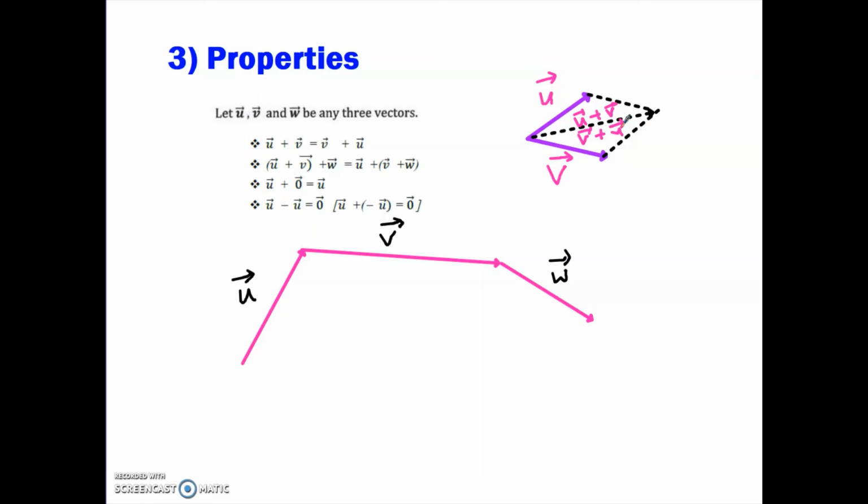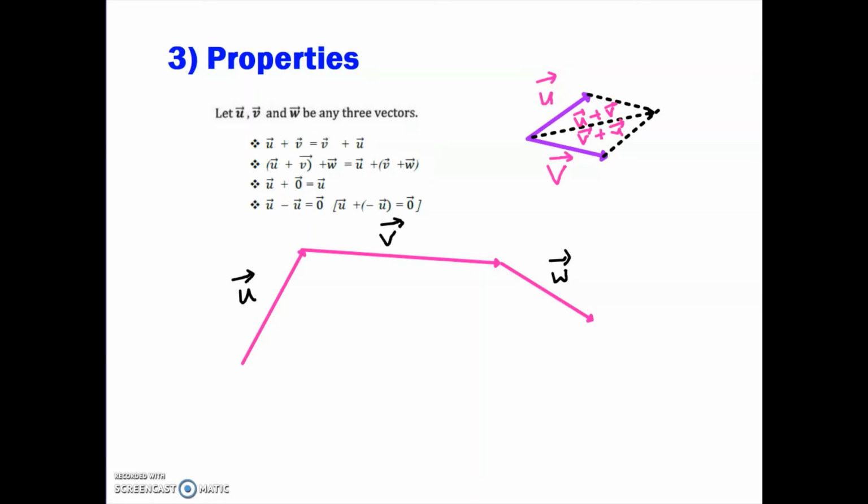Now the second property. The second property is the associative property. It says that u plus v between parentheses plus w is equal to u plus v plus w between parentheses. This means it doesn't matter if we start with u plus v first and then add w, or we do v plus w first and then add u. So let's see this clearly.